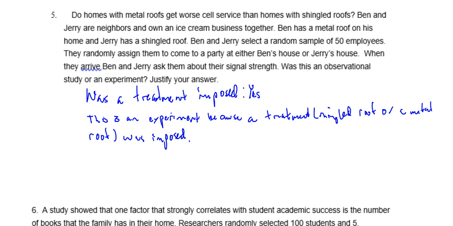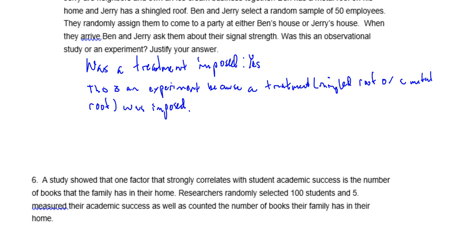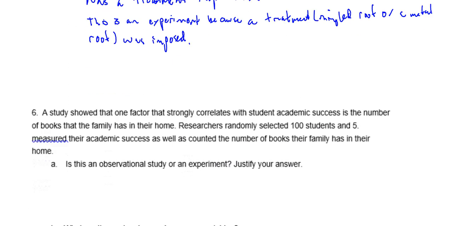The explanatory variable essentially was whether they were going to have a shingle roof or a metal roof. And then the response variable is whether or not they had cell phone service. All right, let's check another one.